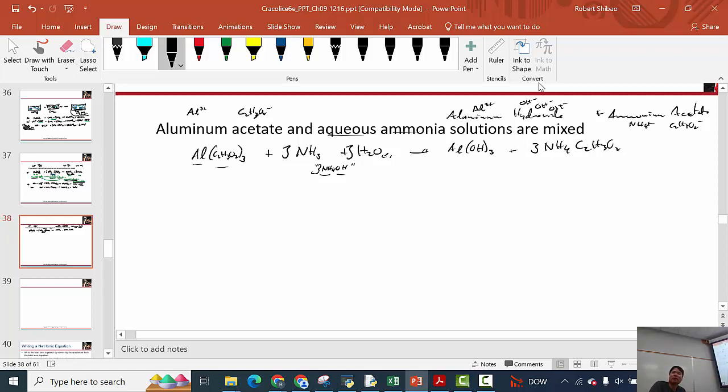Oh, well, let's get the driving force first, because the driving force is the aluminum hydroxide. It's insoluble, so it forms a solid, right? And so we'll call that a precipitate. So we're going to precipitate out aluminum hydroxide, which is a driving force. How about ammonium acetate? Does that precipitate? No. Is that a gas? No. It's aqueous, right?